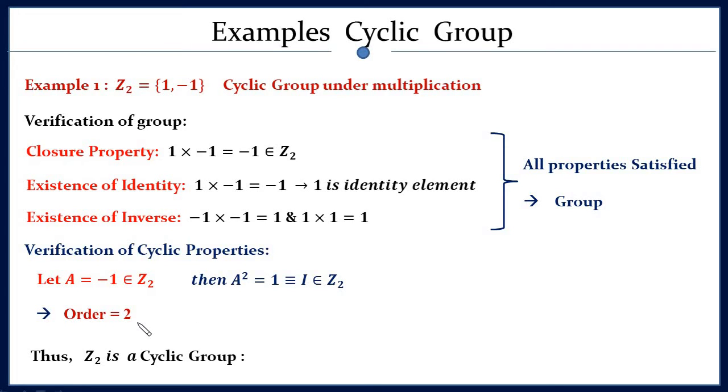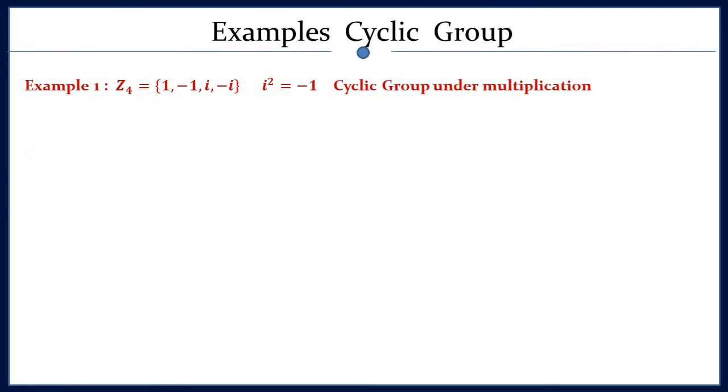2 is because the order is 2, and Z is for cyclic. We can represent this group like -1, 1. If you want to express it in general terms, then A equals -1, A square is 1, which is the identity element. Okay. Next example is Z4.